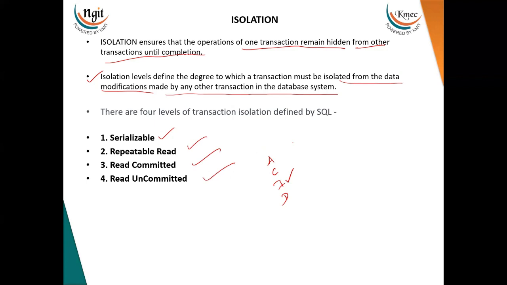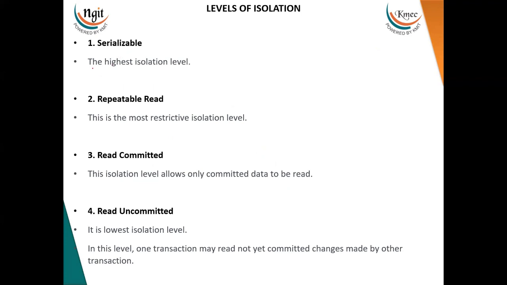Now let us see what is serializable. Serializable is the first level of isolation. You can even say that it is the highest level of isolation, and it guarantees full serializability and ensures the complete isolation of transaction operations. So when multiple transactions are executing, this particular level of isolation will not allow the other transactions to interleave or execute at the same time when one transaction is under process. That is about serializable.